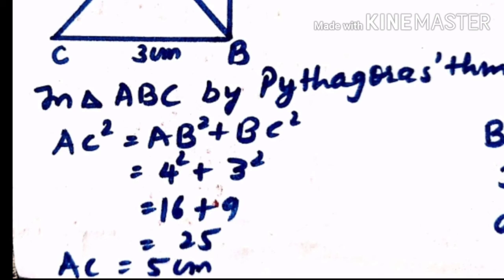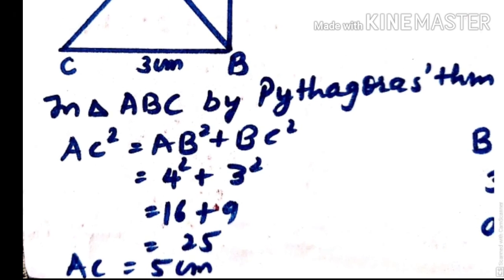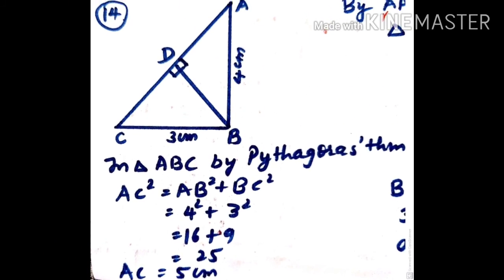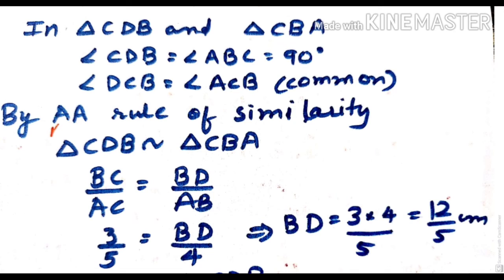So here we found the third side of triangle ABC, that is 5 centimeters. Now students, we are taking help of our chapter number 12, similar triangles, to get our values. For that, I take triangle CDB and triangle CBA. Everybody just check, both the triangles are right angle triangles.